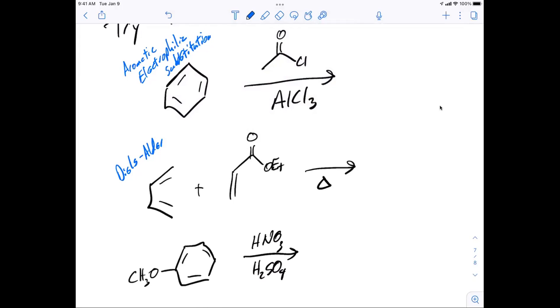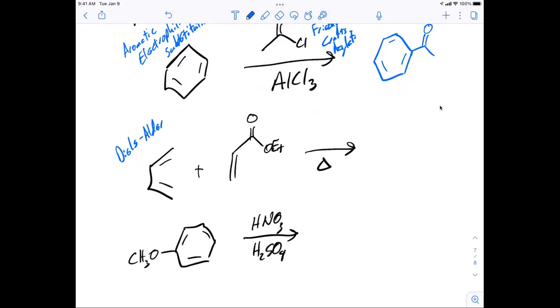Okay, let's take a look. Remember we started in aromatic electrophilic substitutions. Here we have a Friedel-Crafts acylation. The acid chloride is going to work with the aluminum chloride to create the acylium ion, which then will react with the benzene to give me the carbonyl.